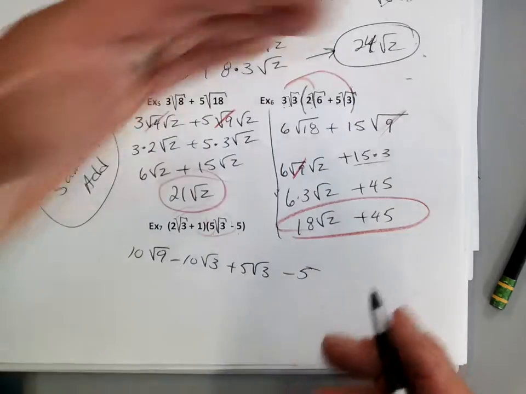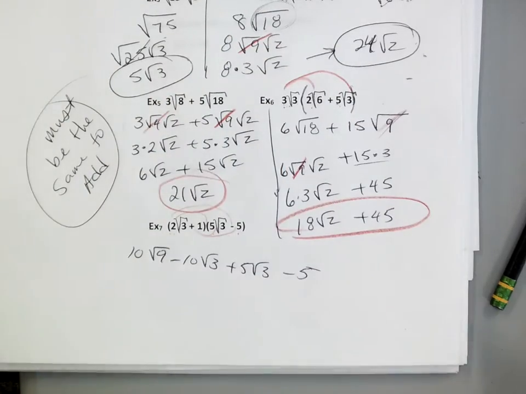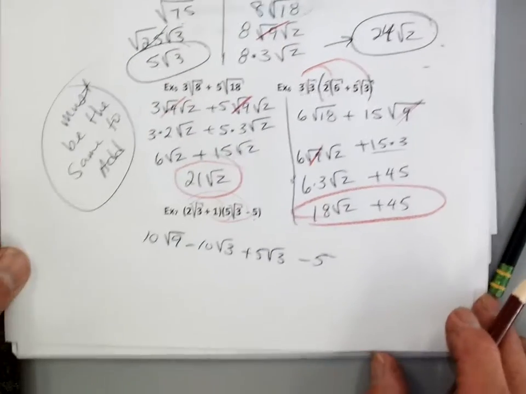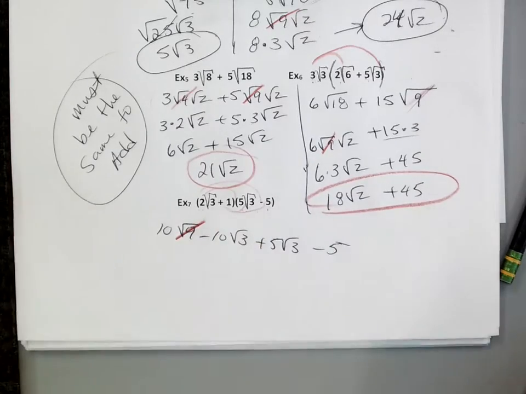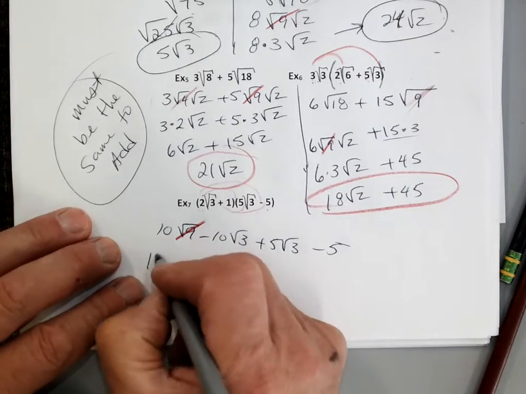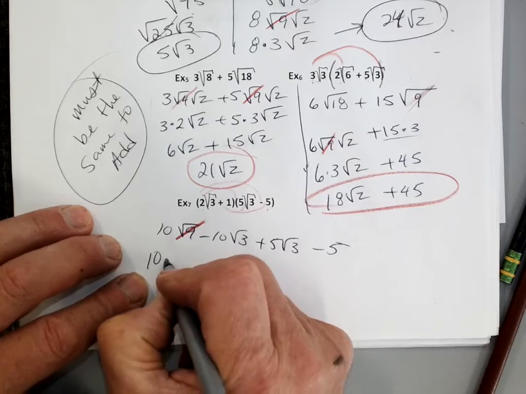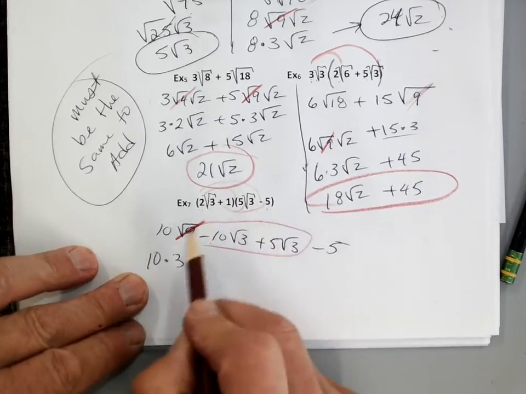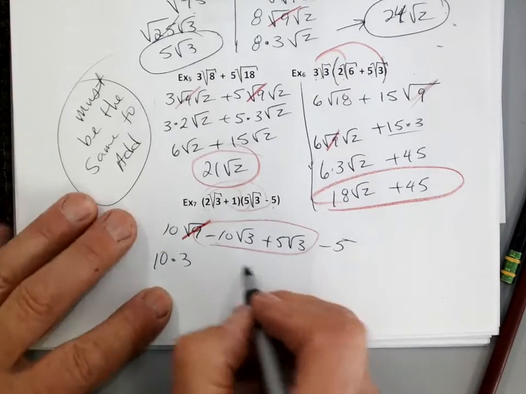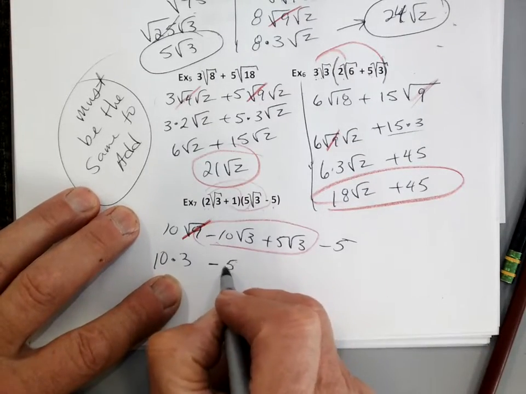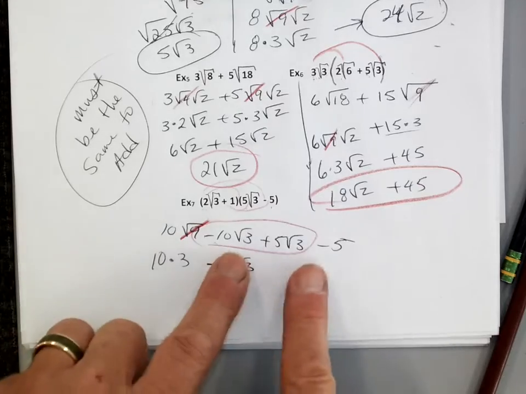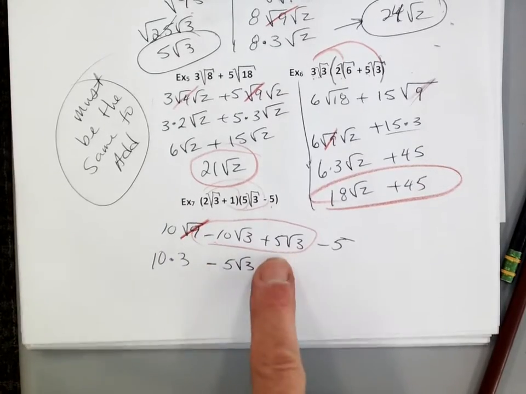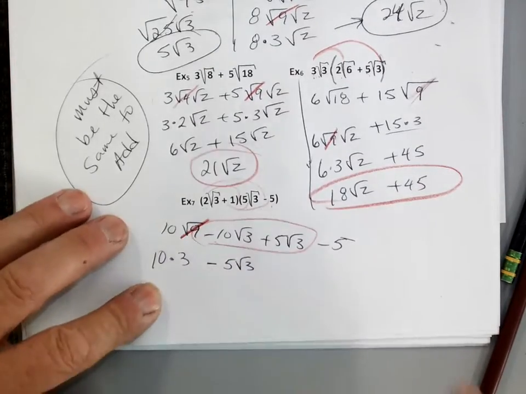Okay, is there anything I can do? Sure, there's a bunch of things I can do to simplify it further. I know that the square root of 9 is just 3, so let's bring down my 10. Square root of 9 is 3 times 3. Now these two square roots are the same. They can be combined. Check it out: negative 10 square root of 3, positive 5 square root of 3 makes a negative 5 square root of 3. Then minus 5.